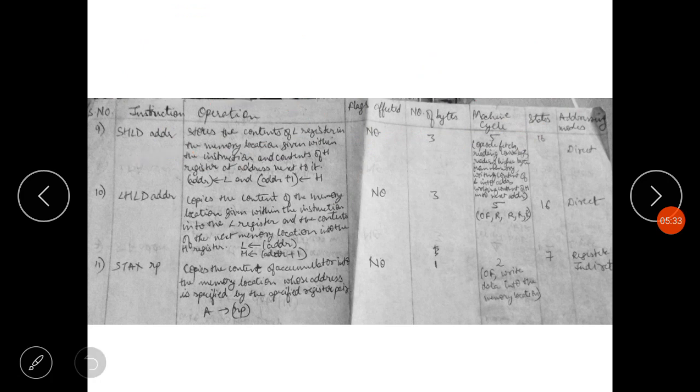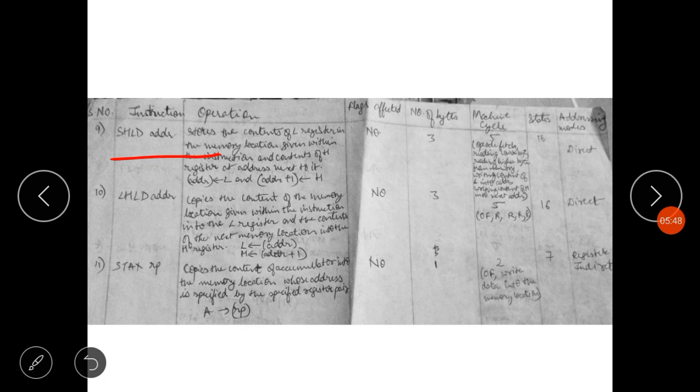Now coming to the machine cycles, how many machine cycles are there? As I've told you, SHLD address, what it does, what will happen if you give this instruction will get stored in the memory associated with the microprocessor.